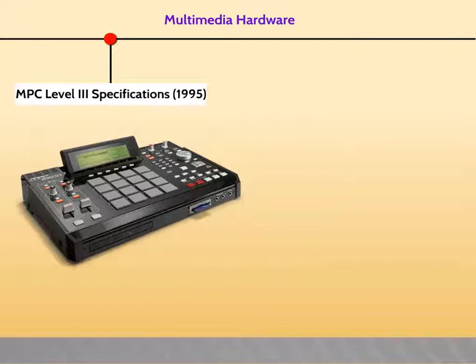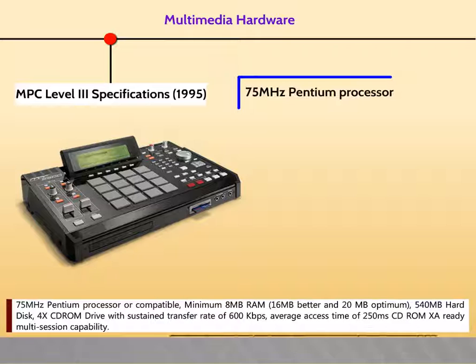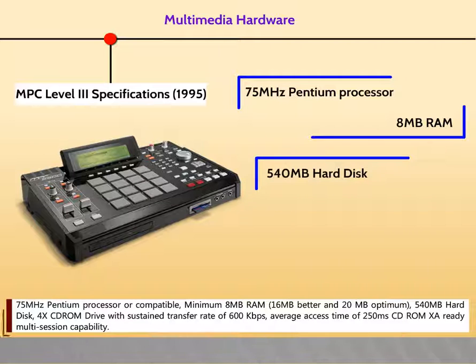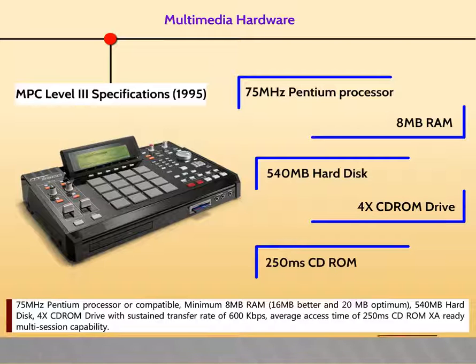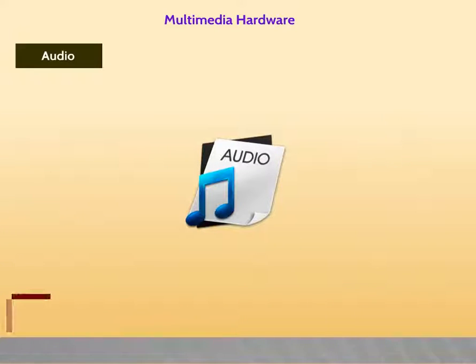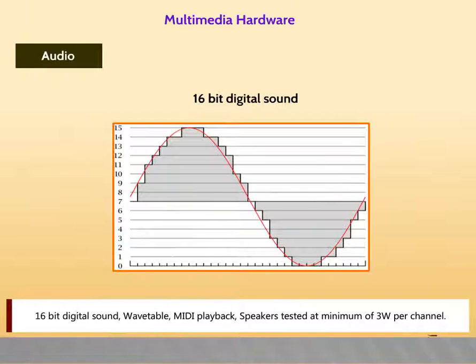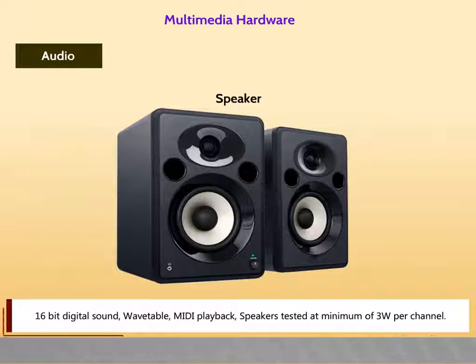MPC Level 3 specifications, 1995: 75 MHz Pentium processor or compatible, minimum 8 MB RAM, with 16 MB better and 20 MB optimum, 540 MB hard disk, 4X CD-ROM drive with sustained transfer rate of 600 kbps, average access time of 250 ms, CD-ROM XA ready, multi-session capability. Audio: 16-bit digital sound, wavetable MIDI playback, speakers tested at a minimum of 3W per channel.